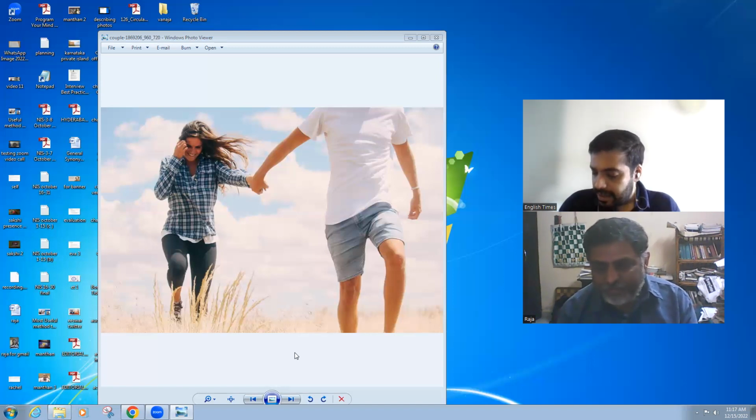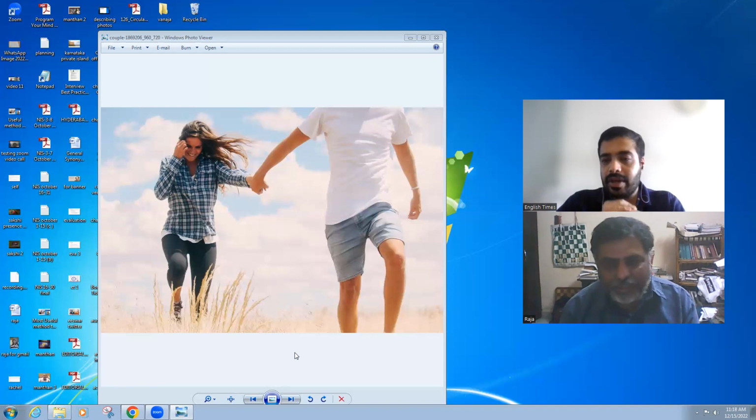And rather than saying they're walking on agriculture land, we don't know if it is agriculture land. It looks like some sort of a field, right? It could be a field of wheat or paddy or something like that. It's a field. So they're walking on a field, right?